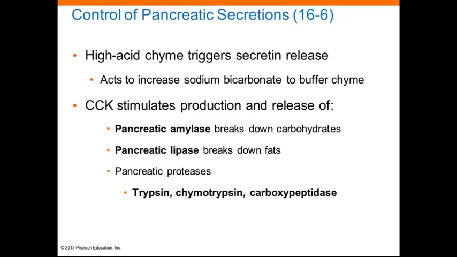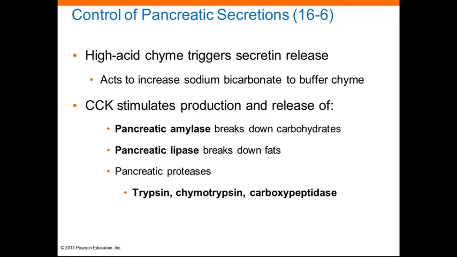Each day the pancreas secretes about 1 quart of pancreatic juice. Secretions are controlled primarily by hormones from the duodenum. When acidic chyme arrives in the duodenum, secretin is first released, and this triggers the pancreas to secrete a watery alkaline fluid containing sodium bicarbonate with a pH between 7.5 and 8.8.